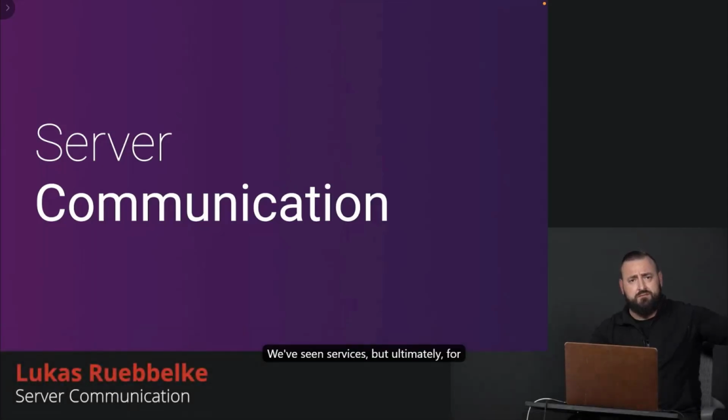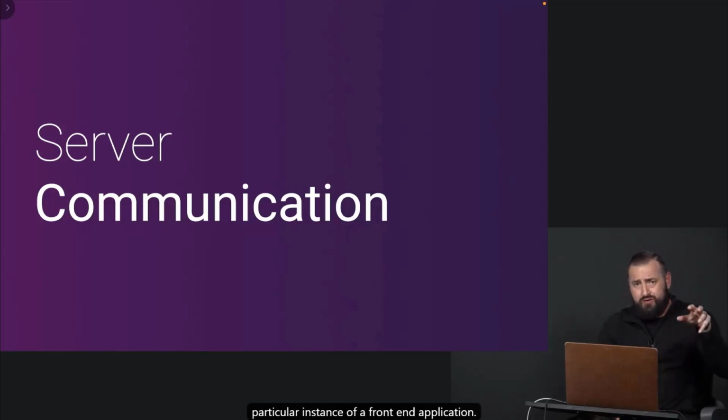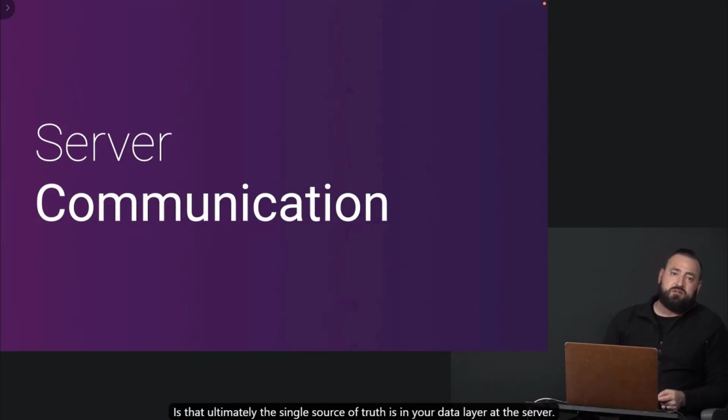We've seen services, but ultimately for something to move from being trivial to non-trivial, we need to be able to communicate with a remote server. So in the grand scheme of things, the question is, where is the single source of truth? Well, in a non-trivial application, that is not in your particular instance of a front-end application. Ultimately the single source of truth is in your data layer at the server.